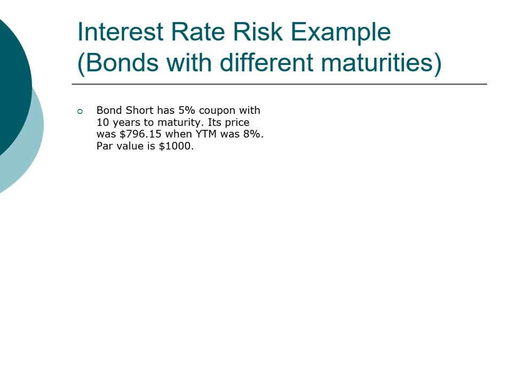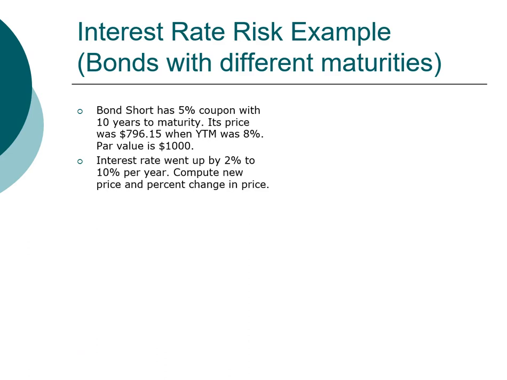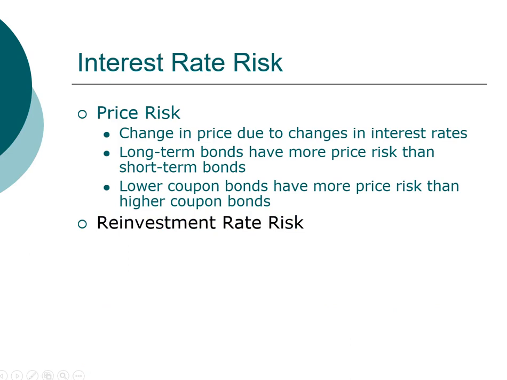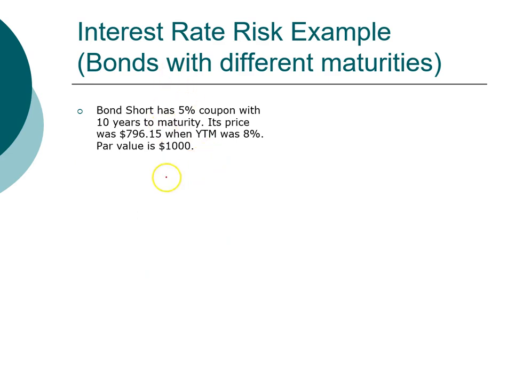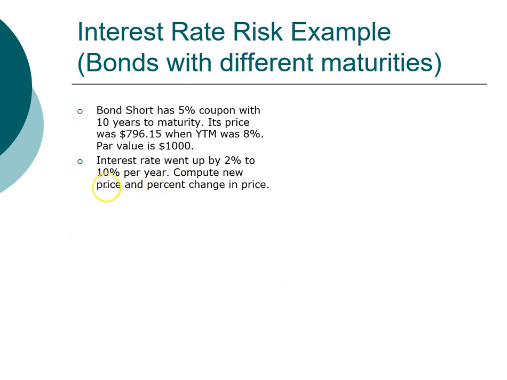Next, we're going to look at what happens to the price of this bond if interest rate goes up. Currently, the interest rate is 8%. So we're going to look at if interest rate goes up to 10%. In other words, it went up by 2%. What will be the new price and also the change in the bond's price? So we have to do two things. We have to compute the new price, and we also have to compute the change in price. We'll do each one in turn.